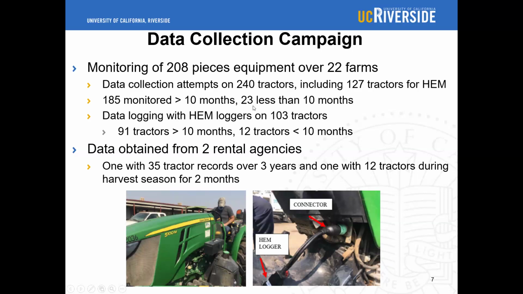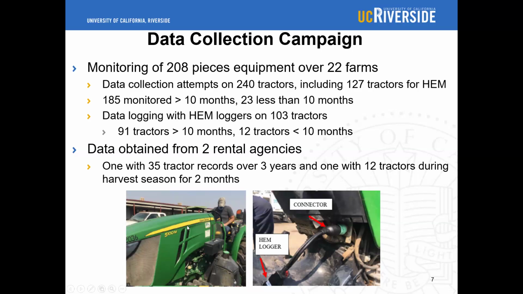We also have about 23 units that were less than 10 months. Again, that data still provides value in that even if we're not able to temporally profile the vehicles over a year, that activity is still real world activity that we could utilize. So of the data, we did data logging on 103 tractors where we actually installed data loggers.